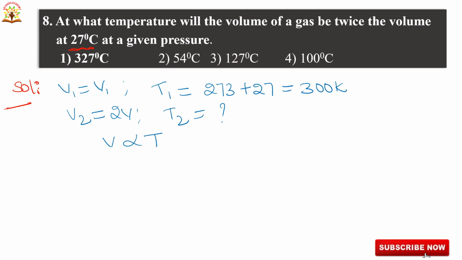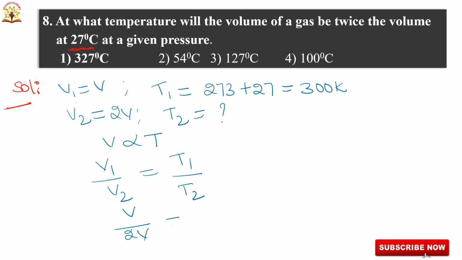V is directly proportional to T. So from this relation we are writing V1 by V2 is equal to T1 by T2. So V1 they given as V and V2 they given as 2V.